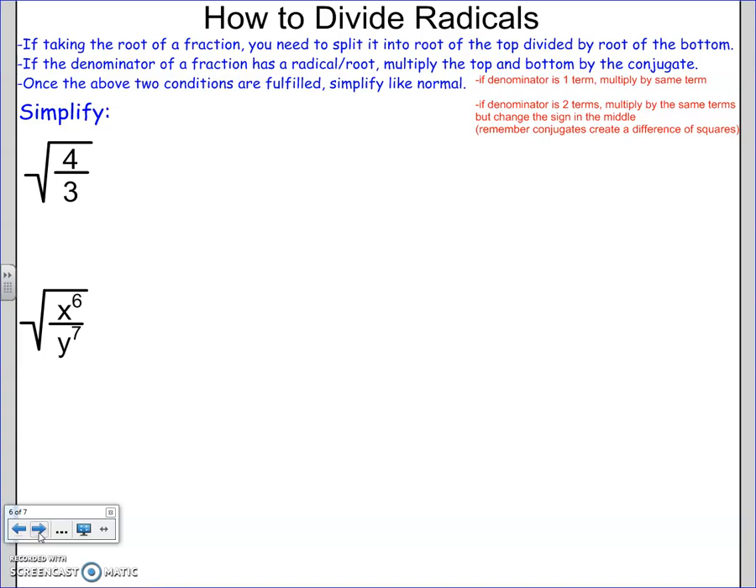If the denominator is one term, just multiply the same term. If the denominator is two terms, multiply the same terms but change the sign in the middle. That's the conjugate. Remember, conjugates create a difference of squares. Then once you do those two things, just simplify like normal.